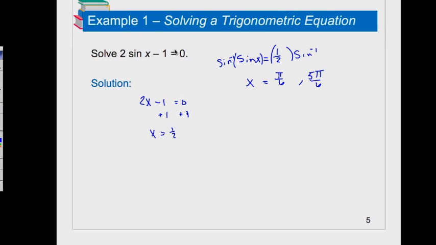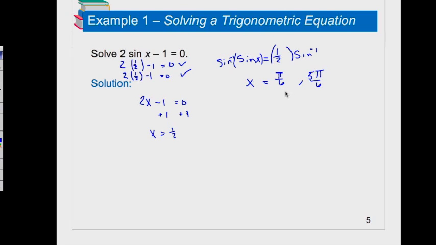Let's go ahead and try it out up here. If x is pi over 6, that would be 2 sine of pi over 6, which is 1/2, minus 1. That's 1 minus 1 equals 0. Perfect. And what if I did 5 pi over 6? 2 times sine of 5 pi over 6 is 1/2, minus 1 equals 0. Good. So these two solutions work.